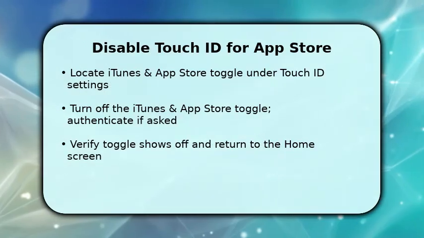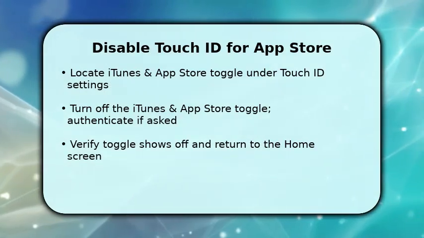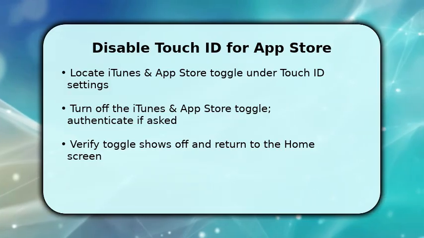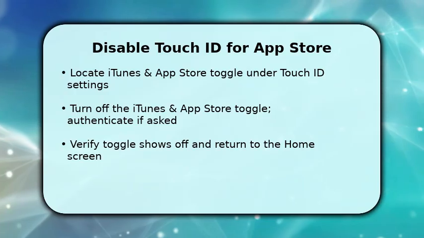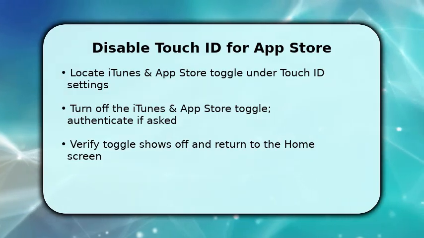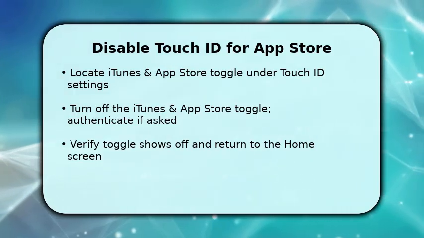Now you'll disable Touch ID for purchases. Find the iTunes and App Store entry and flip its toggle off. When prompted, authenticate with your passcode to confirm the change. This tells the system to stop using biometric checks for downloads and purchases.